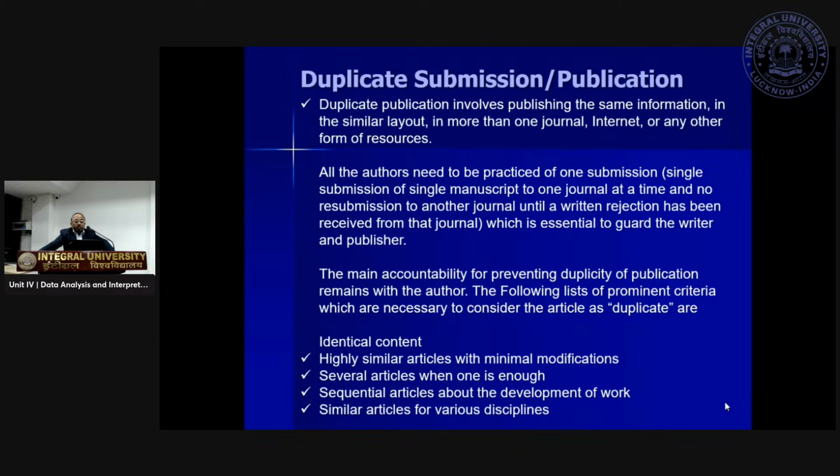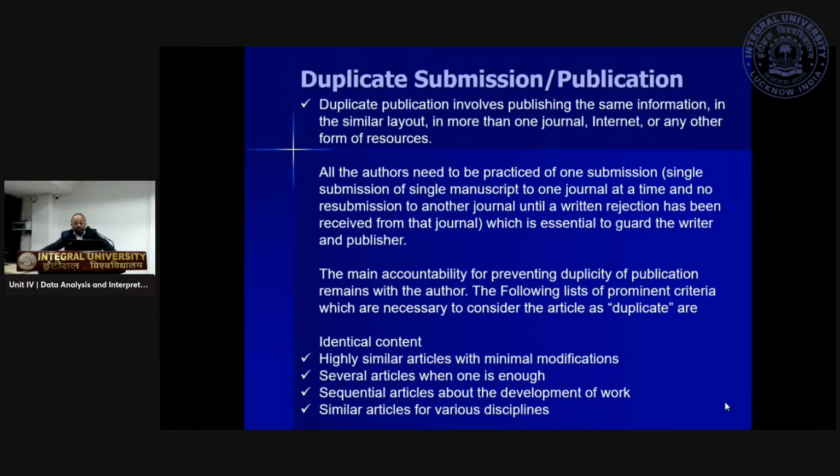So all authors need to practice one submission of a single manuscript to one journal. You cannot send one manuscript simultaneously to two different publishers and two different journals. That comes under duplicate submission, unless the one publisher rejects your manuscript. If they reject it, then only you can send it to some other. Simultaneously, you cannot send the same manuscript to two different journals. The main accountability of preventing duplicity of publication remains with the author.